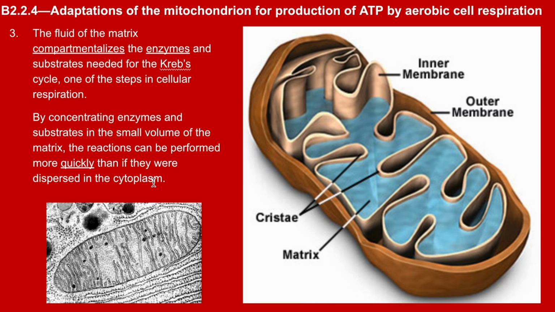Okay, and then like I mentioned before, the fluid of this matrix, this inner part of the mitochondria, is going to have enzymes that are needed for the Krebs cycle, and those enzymes are going to be able to be concentrated right here in the matrix of the mitochondria rather than throughout the whole cytoplasm of the cell.